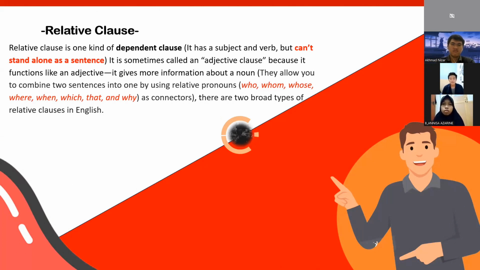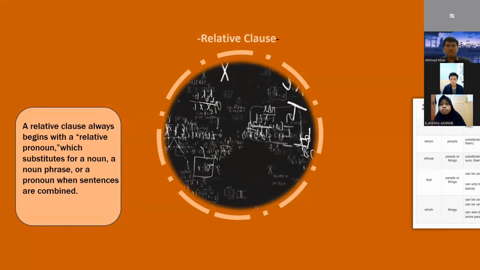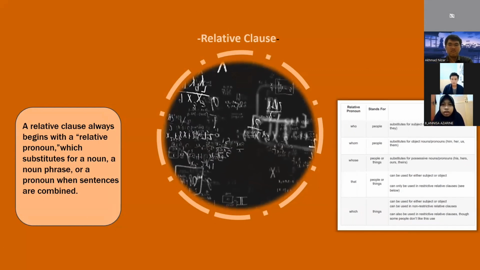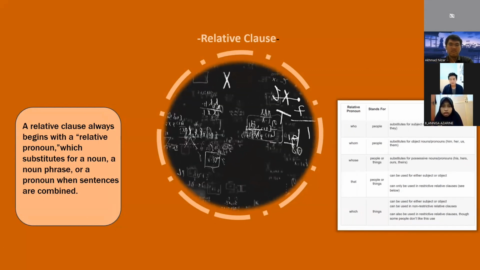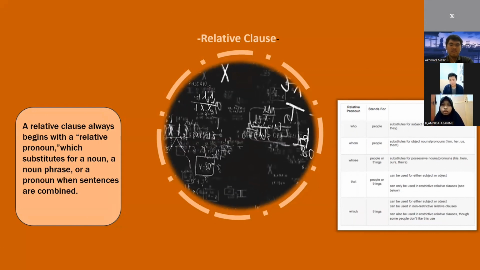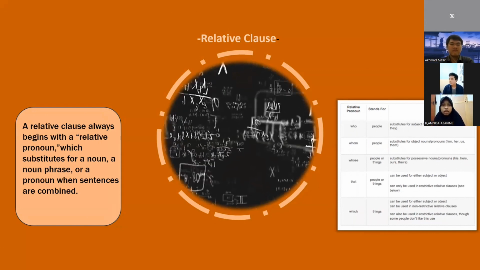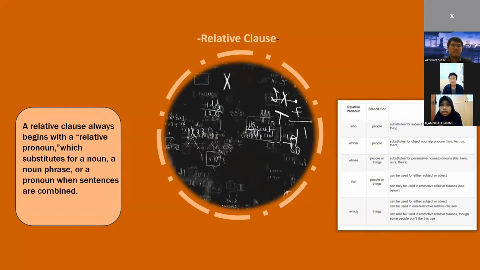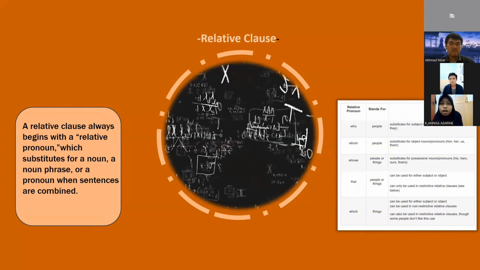They allow you to combine two sentences into one by using relative pronouns such as who, whom, whose, where, when, which, that, and why as connectors. There are two broad types of relative clause in English. And next, a relative clause always begins with a relative pronoun, which substitutes for a noun phrase or a pronoun when sentences are combined.